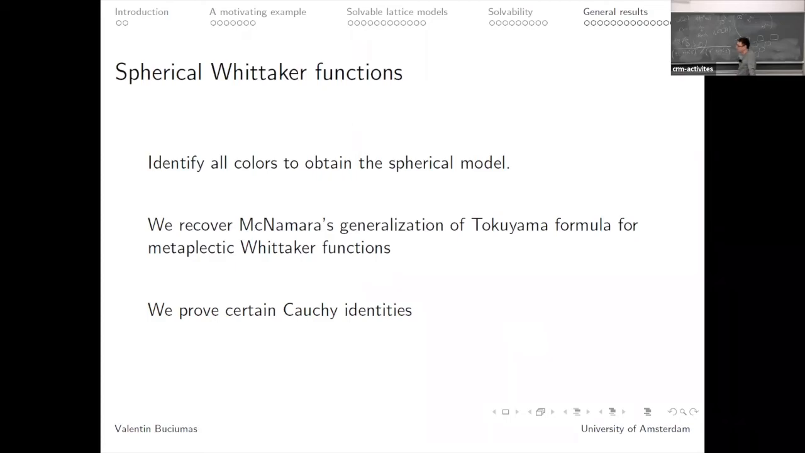One of them is that Peter McNamara proved a certain generalization of Tokuyama's formula for metaplectic Whittaker functions, which was very useful at the time because it showed that Whittaker functions appear in the definition of Weyl group multiple Dirichlet series, and it also allowed people to prove some results about those multiple Dirichlet series. So we get this result. We also prove some Cauchy identities, some branching rules, and some other combinatorial results. And then there is some work on the Iwahori-Whittaker side of Slava Naprienko, who uses our model to prove a generalization of McNamara's.